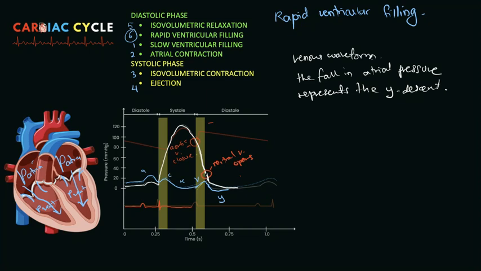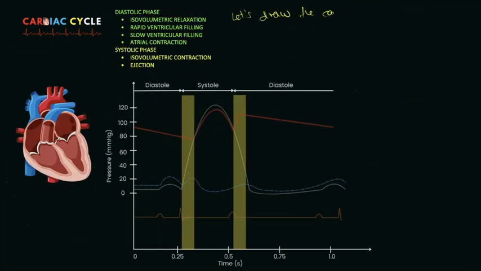Now that we have completed all the phases of the cardiac cycle, let's practice how to draw the cardiac cycle pressure time curve. Start by drawing two axes, the x-axis and the y-axis. The x-axis will represent pressure in millimeters of mercury, and y for time in seconds. As for the pressure, we will put a range of 0 to 120 millimeters of mercury, and 0 to 1 second for the time y-axis.